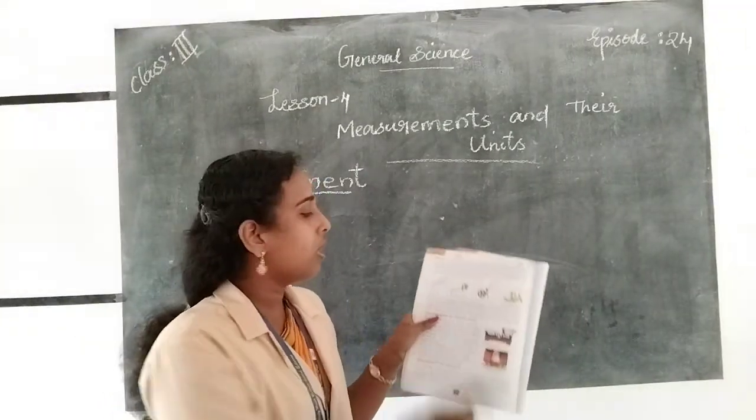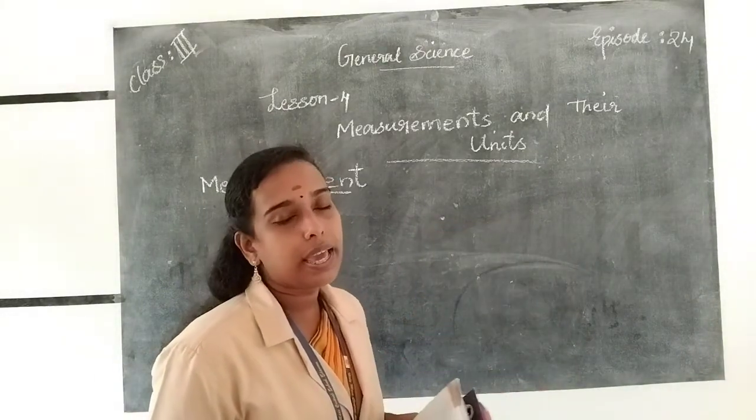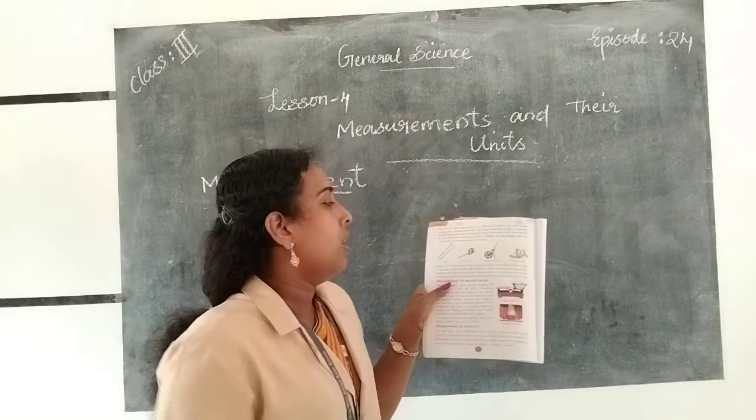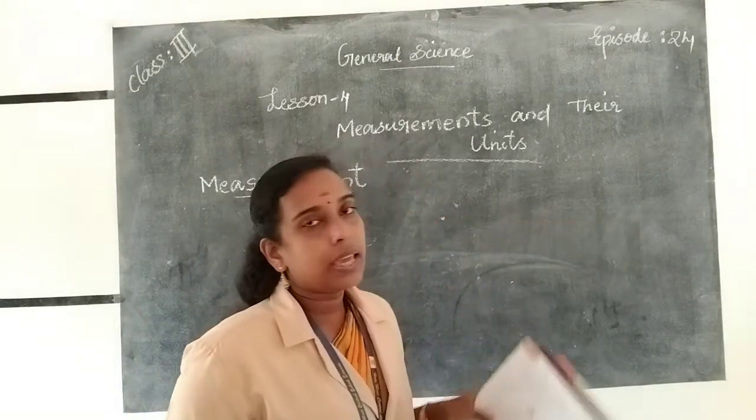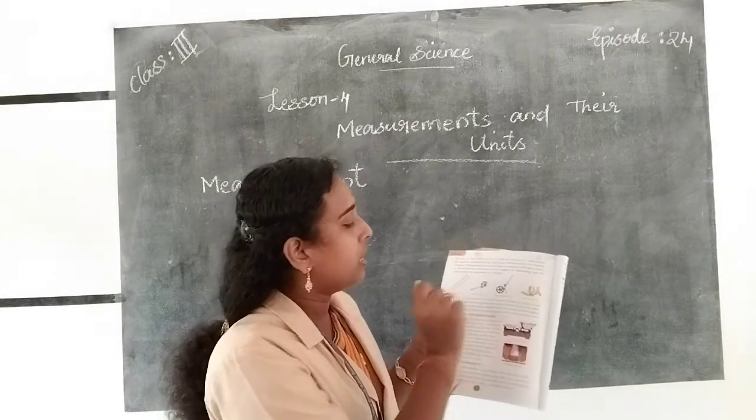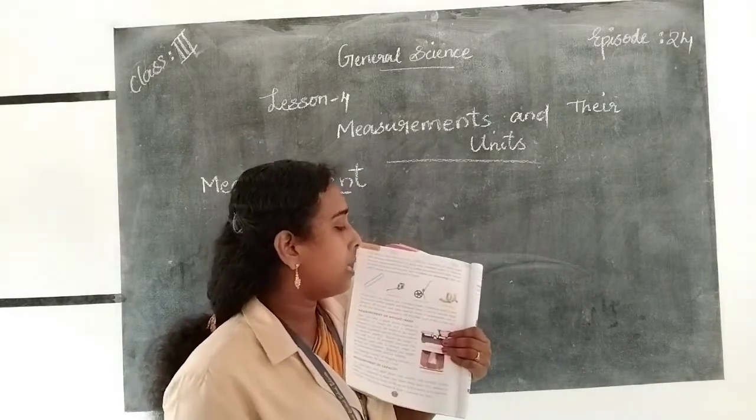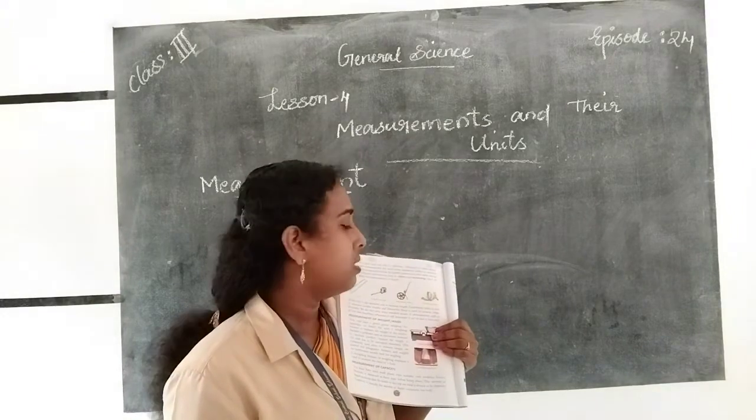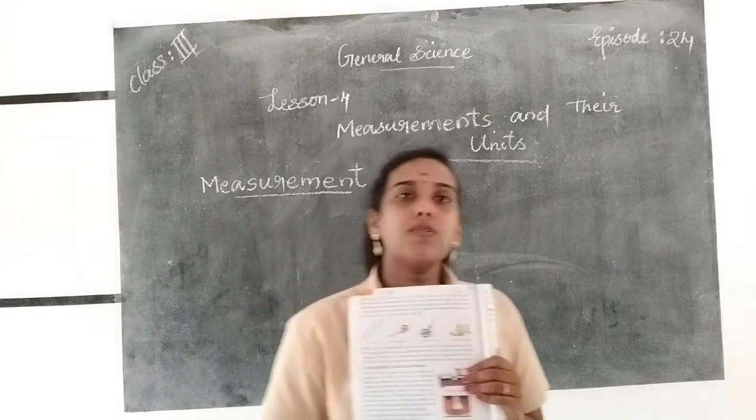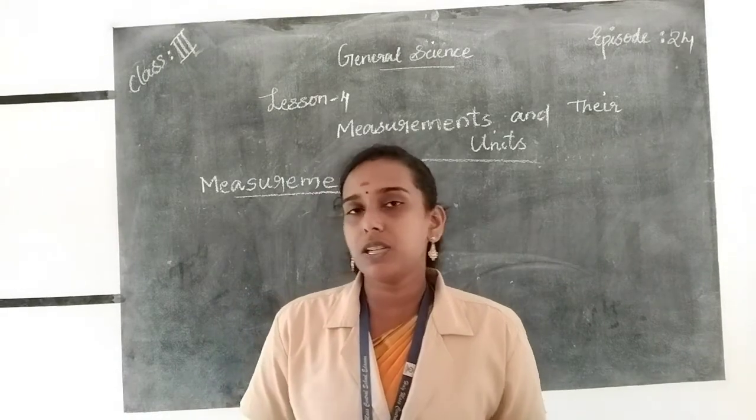R-U-L-E-R, ruler, and it's a measuring tape, M-E-A-S-U-R-I-N-G, measuring tape, T-A-P-E, and measuring wheel, W-H-E-E-L, measuring wheel, and here measuring tape, and these two are measuring tape, T-A-P-E. So these are the instruments that we use to measure the length of things. So the first measurement, that is length.